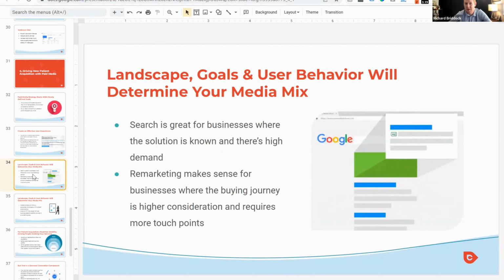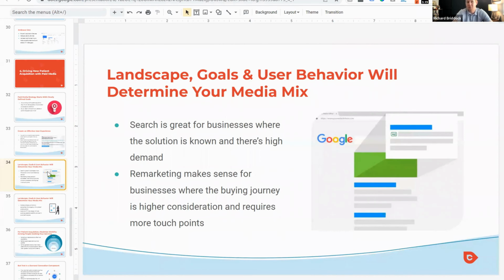So in terms of what you should do, again, let's say you've got your goals, but the other two things that are going to impact which channels you should deploy are the landscape and then user behavior, right? So search is usually the most efficient patient acquisition tool out there, right? But it's great for businesses where patients already know what the solution is. If you think about dentists, most people are searching "dentist" or "dentist near me," right? They understand that if their tooth hurts, they want to go to a dentist.